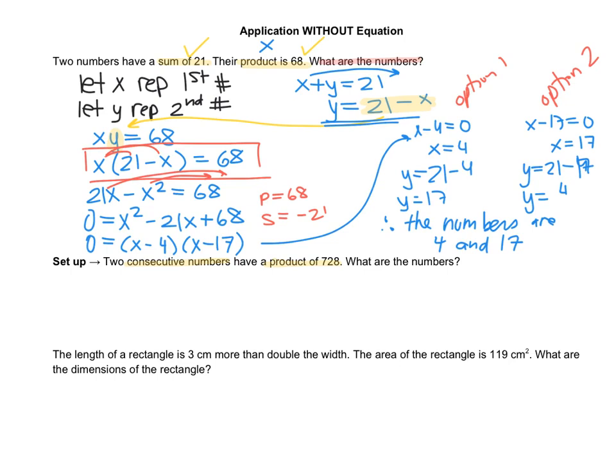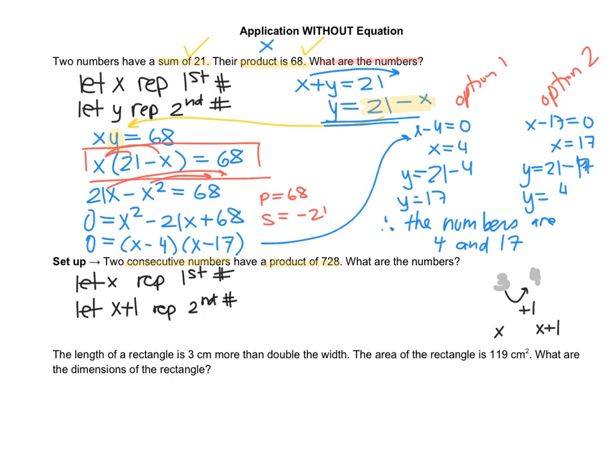Now, when you have consecutive numbers, let me put an example, maybe 3 and 4, to get from one number to the other, I'm just adding 1. So if my first number is x, if I add on 1, x plus 1 would be my next number. That's what makes them consecutive, because they're 1 unit apart. So in this scenario, my let statement doesn't have to have two different variables. They can both be in terms of x. So let x represent the first number and let x plus 1 represent the second number. And this is because they're consecutive.